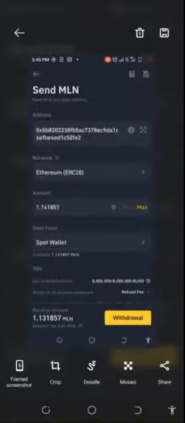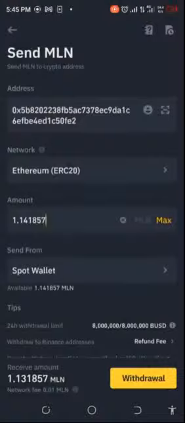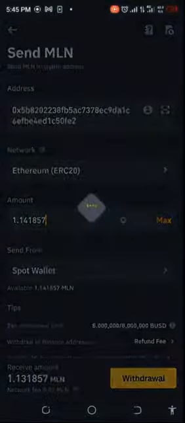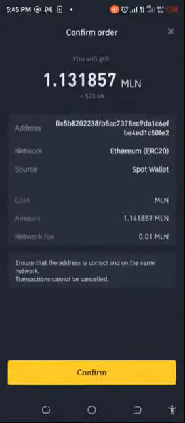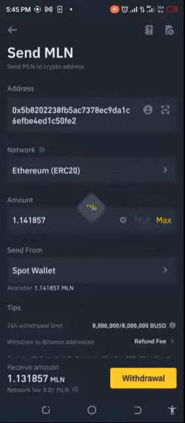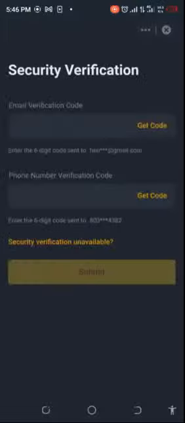We're going to see 1.13. That is fine. It was 1.14, but they've taken out 0.01. So that's fine. Let's go ahead and click on withdrawal. I'm going to do all my verifications right now, and then I will be back to give you all the results. Let's see what's happening here. Is it allowing me to pass? Let's wait and see. Now it's time to do my verifications, and I'll be back.